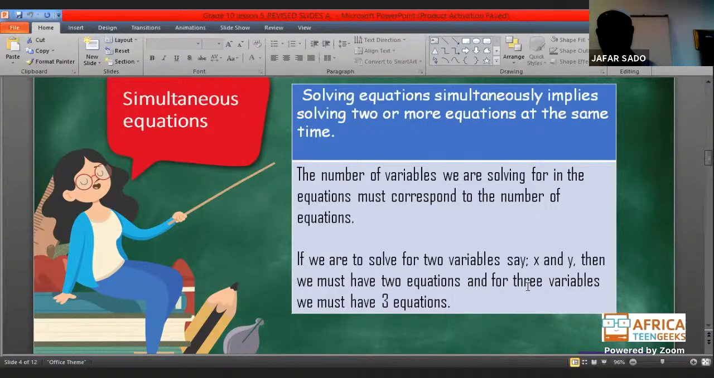And if you have three variables to solve for, sometimes you have three equations. Maybe you're going to have to solve for A, B, and C in three given equations. These are possible. We say we are doing that simultaneously. So we're solving the three variables when three equations are given.